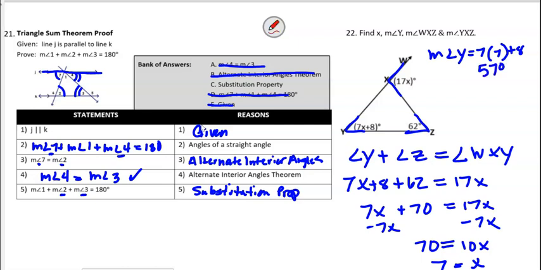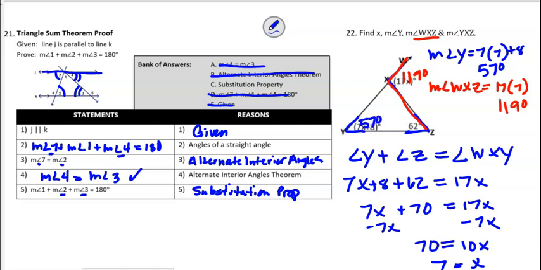Then we're going to find the measure of WXZ. WXZ is that one out there. So the measure of angle WXZ is going to be equal to 17 times 7. And that's going to be 119 degrees. Okay, so now this is 119, and this was 57.